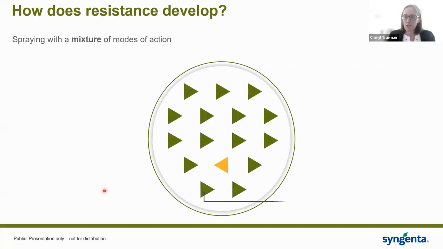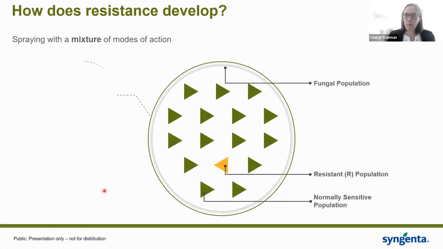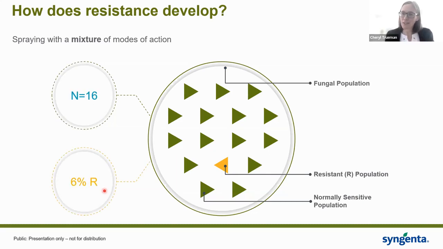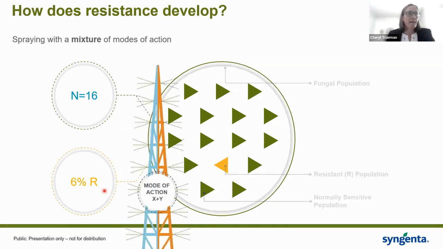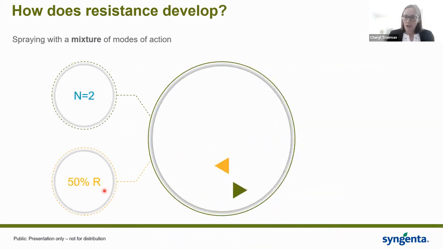The last scenario is if we apply a mixture of modes of action. So we're back to our same starting population. We've got 16 triangles, 15 sensitive green ones, and 1 resistant gold one. We spray X and Y. We've got a couple individuals left.